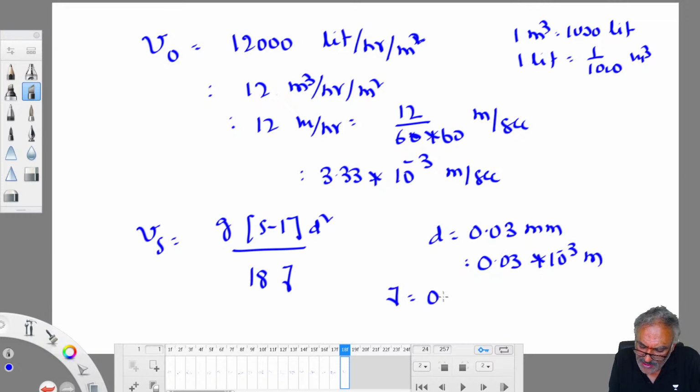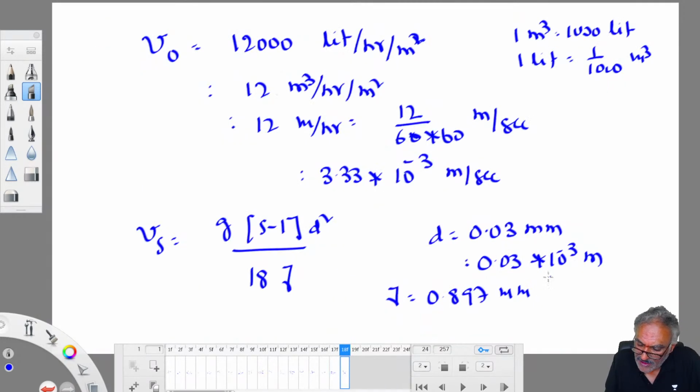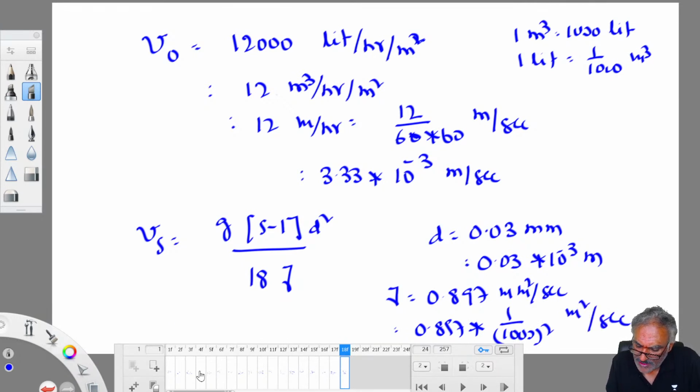Kinematic viscosity is given as mm square per second, 0.897 mm square per second. This you convert into meter square per second. 0.897 into (1 by 1000) square meter square per second. So that means how much you get? 0.897 into 10 power minus 6. This is nothing but 0.897 into 10 power minus 6 meter square per second.